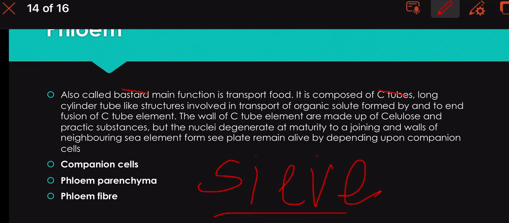Next is phloem parenchyma, which is composed of living and cylindrical cells. These are absent in most of monocot and mainly store food material. Phloem fiber, sclerenchymatous and provide mechanical support. Phloem fibers like jute, flax, and hemp are retted in water and used for making rope and textiles.